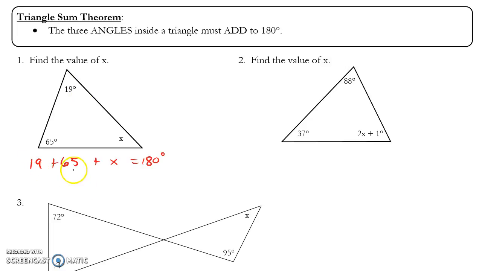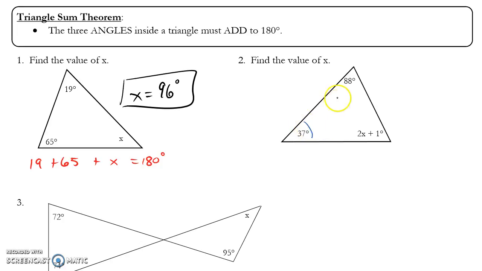19 plus 65 is 84. 180 minus that 84 means my x is 96, or in other words, this is a 96 degree angle. Adding a step of difficulty as far as algebra goes, but the exact same geometry concept.